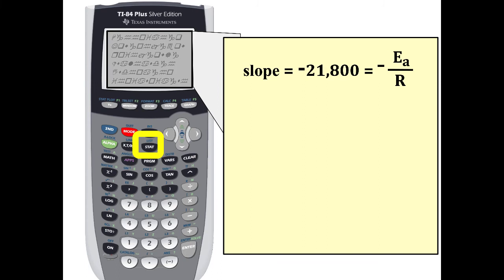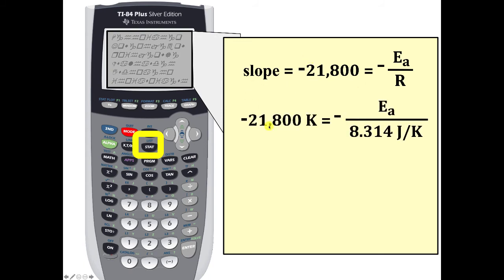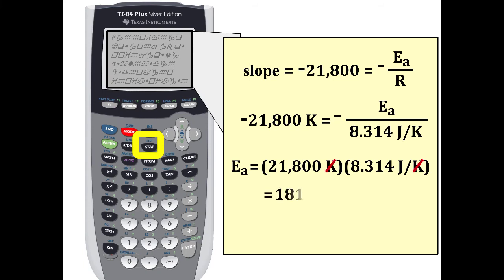And then remember that the slope, in this case negative 21,800, is equal to negative E sub a over R. And so we want to solve for E sub a. We know the slope, we know the value of R. So here are the numbers, plugging it in, negative 21,800 Kelvin. The slope has units of Kelvin, equals negative E sub a over R, which is 8.314 joules per Kelvin. Notice the Kelvins are going to end up canceling now. When you solve for E sub a, you get rid of the negative signs, and you also cancel out the Kelvin. That ends up giving you 181,000 joules.